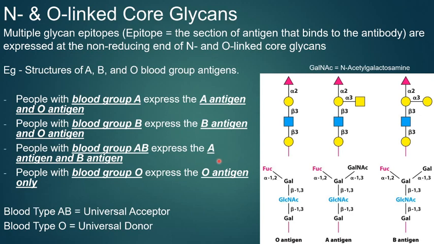This is why people with blood type AB are referred to as the universal acceptor, because they can accept any type of blood. It can be A, B, or O, because they don't have any antibodies that could react negatively with that. And we have blood type O, which are referred to as the universal donors. Unfortunately, they can only accept blood from blood type O, because they don't have any of the A or B antigens, but they do produce those as the antibodies.